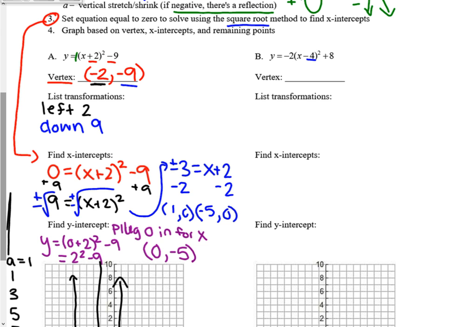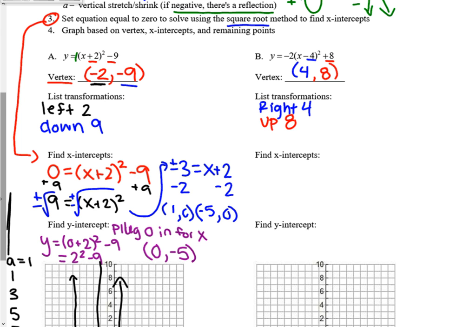From that negative 4, I know I have an x value of positive 4 on my vertex. From my value of plus 8 at the end, I know I have a value of positive 8 for the y. Those two will cause two different transformations for me. The 4 is going to move my graph to the right 4. The 8 from my vertex is going to move my graph up 8.